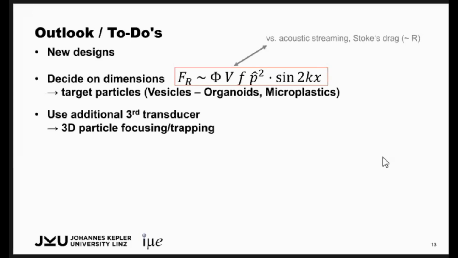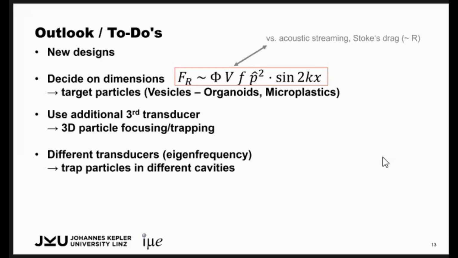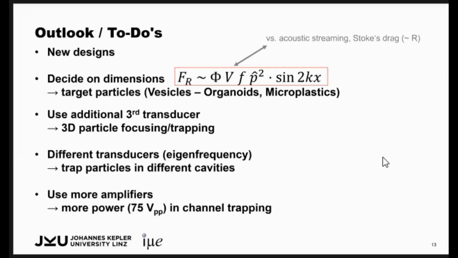Maybe we can use an additional third transducer to have 3D particle focusing, so we also generate the wave in the vertical direction. If we would use different transducers, we would be able to have the particles dependent on the frequency in the different cavities. And if we would use more amplifiers, then we would also be able to have a stronger particle trapping inside the channel sections, because here we use 2 different frequencies and we had only 2 transducers, so we had less power than in the cavity trapping.